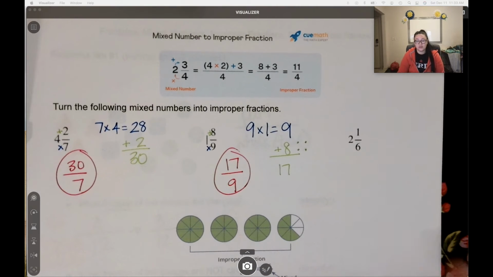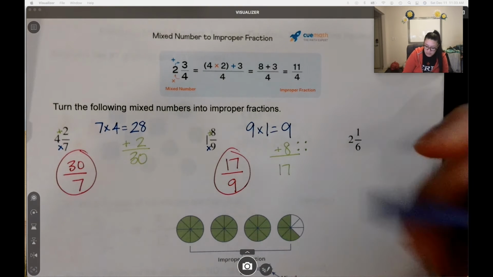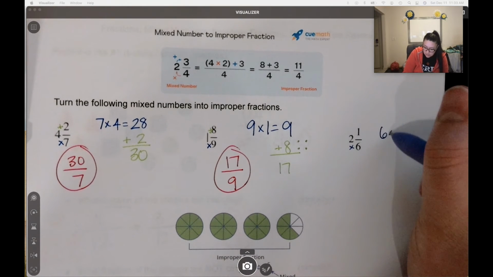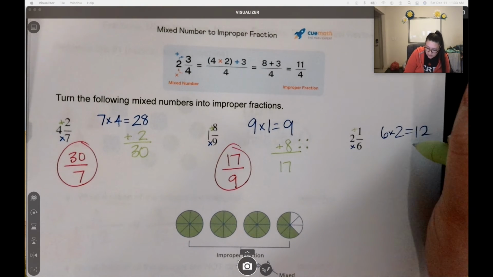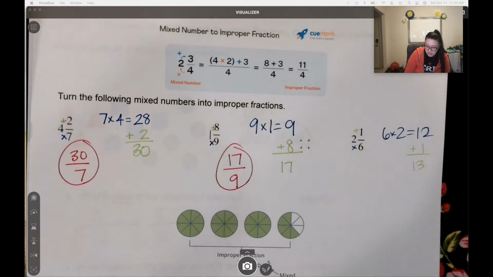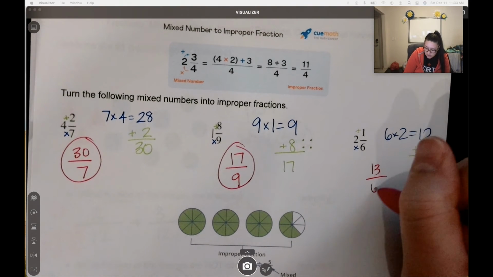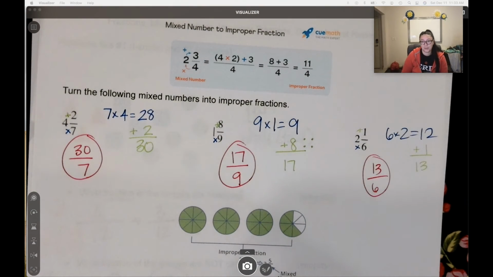Go ahead, pause the video. Try the next one on your own. Did you do it on your own? You got your answer. There's work there. Let me see some work. You should do 6 times 2, which gives you 12. Then add 1 to it to get 13. So your new improper fraction should be 13/6 there.